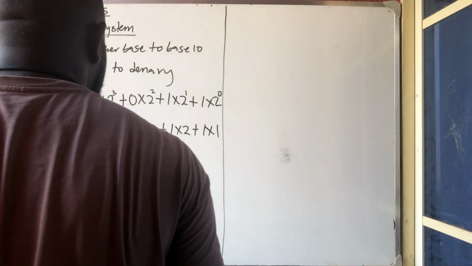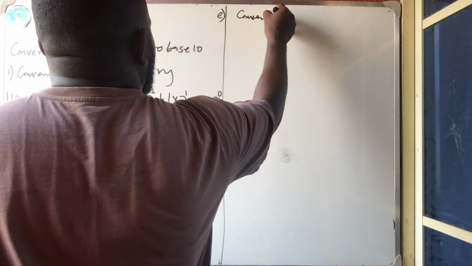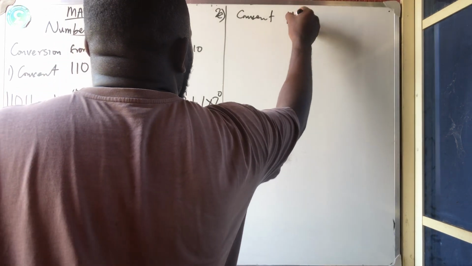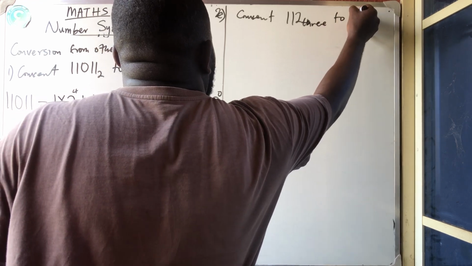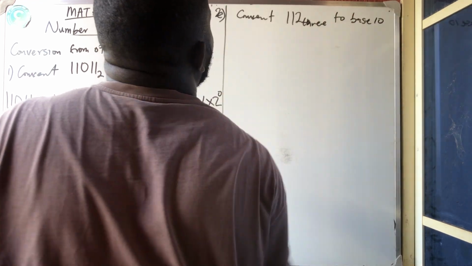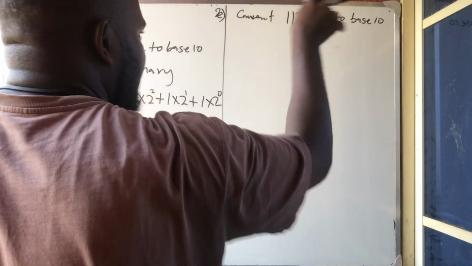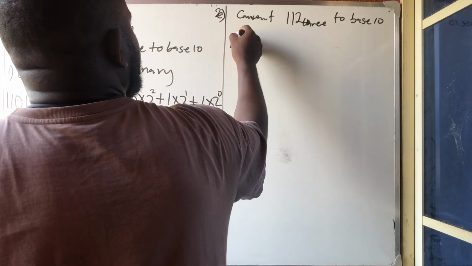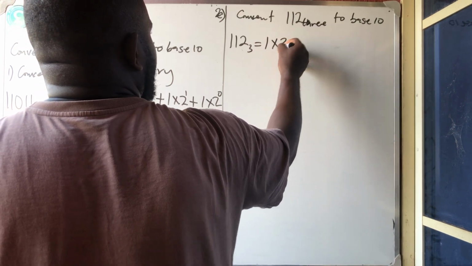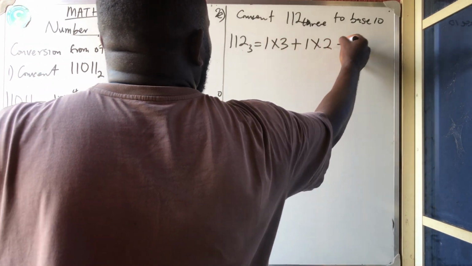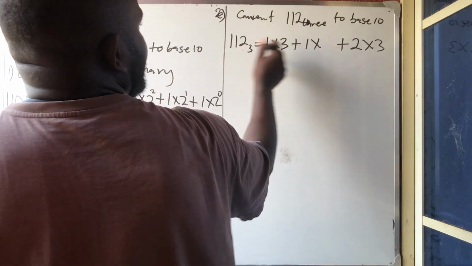So let's do the next one. Example 2 says convert 112 in base 3 to base 10. The same thing, you are moving from the smaller base to the oga. In fact, we are moving from any other base to the oga, so I will multiply. 112 base 3 is then 1 times 3 plus 1 times 3 plus 2 times 3.